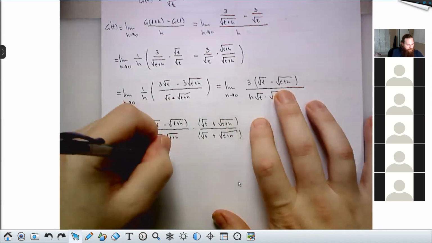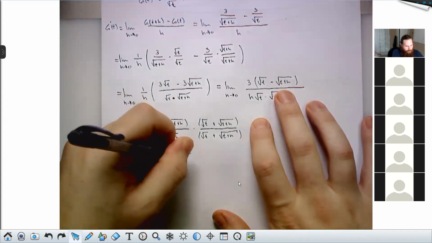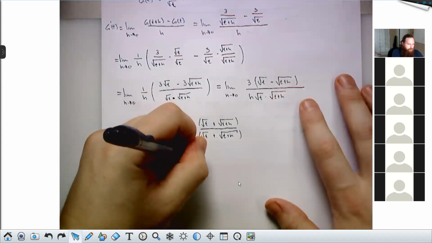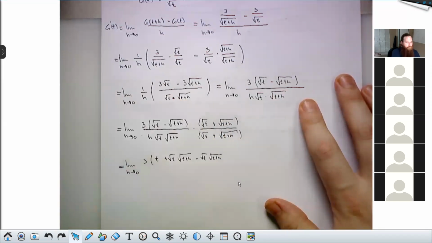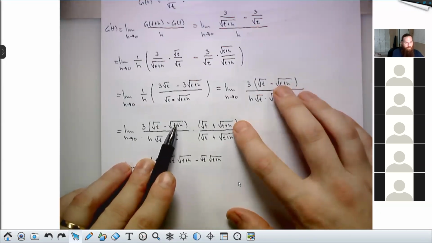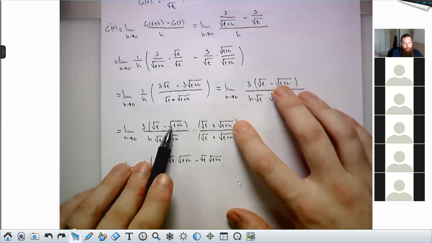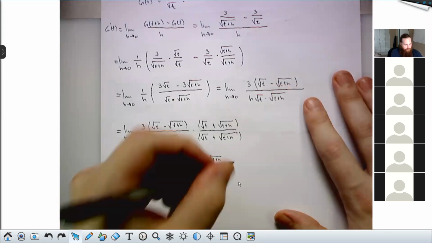Maybe I'll write that. Plus root t times root t plus h. There's my outer, and then minus root t times root t plus h. There's my inner. And then my lasts are negative root t plus h times positive root t plus h. That's negative root t plus h times root t plus h, or negative root t plus h squared. That's negative t plus h.